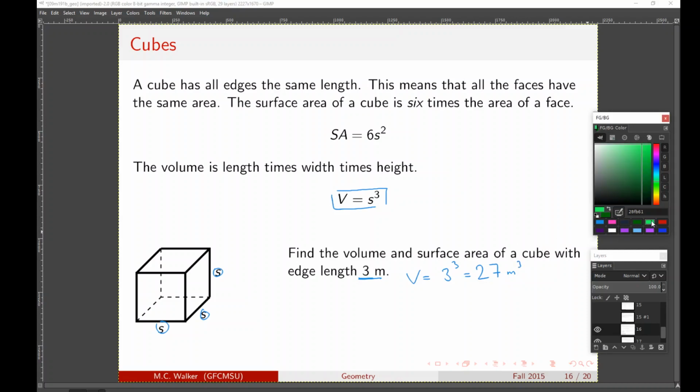What about surface area? Well, it's got 6 sides, and they're all the same. That's 6 times the surface area of a side, and this is a square. This is 3 by 3. This is 9. This is 6 times 9. This is 54 meters squared. Nice. Again, we're just kind of following these formulas.